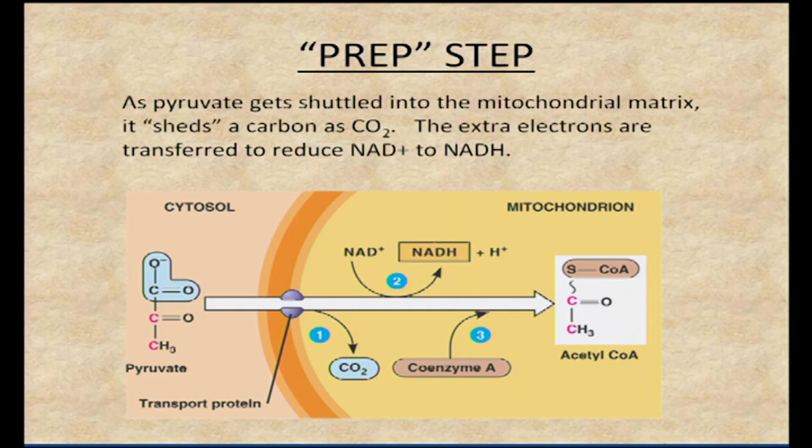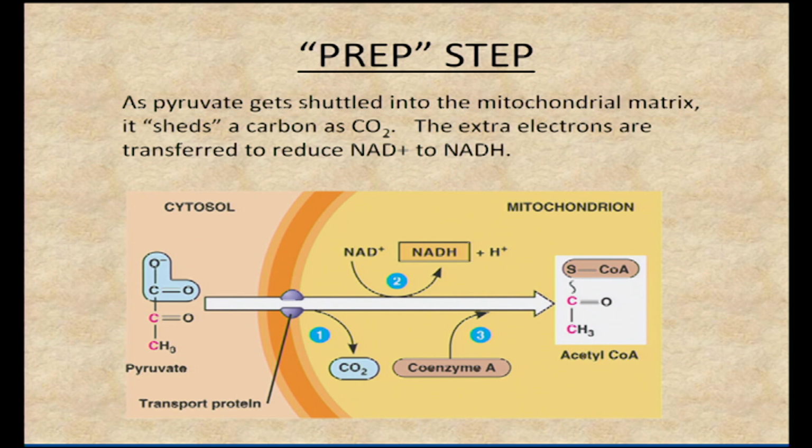The pyruvates go through what is called a prep step before entering the citric acid cycle. The pyruvate at this point is going to go from the cytoplasm into the mitochondria. And as it does that, it sheds one of its carbons. You might notice in this picture that pyruvate has 3 carbons: 1, 2, and 3. This top carbon is going to be shed off as it enters that membrane, and it sheds it off as carbon dioxide.